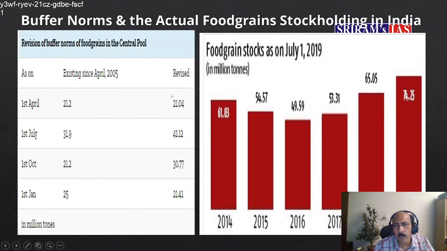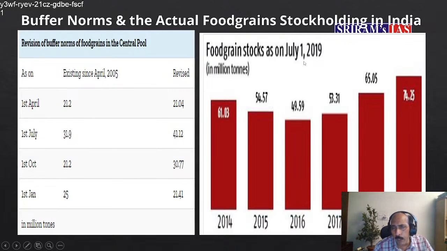That's why the buffer is also maintained differently. Therefore, the revised norms are given by the central government 2015, which is presently maintained. But if you look at the figures, the food grains maintained by the FCI is always much more than the buffer prescribed by the central government.